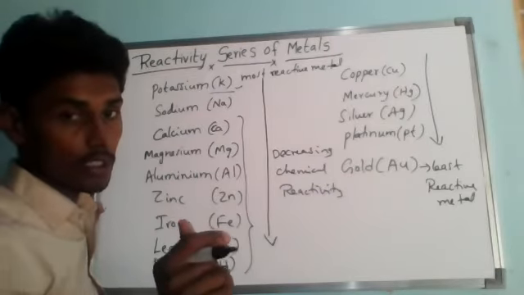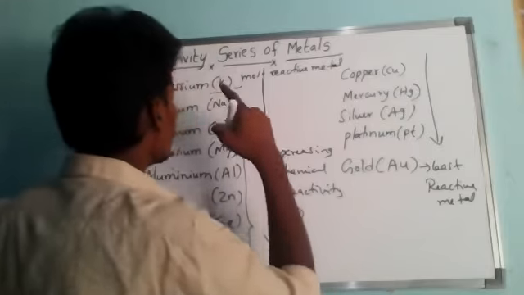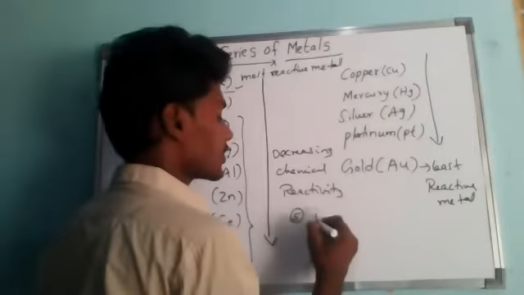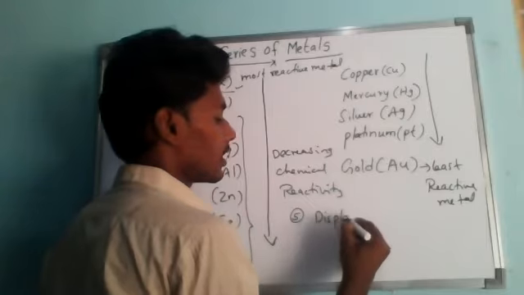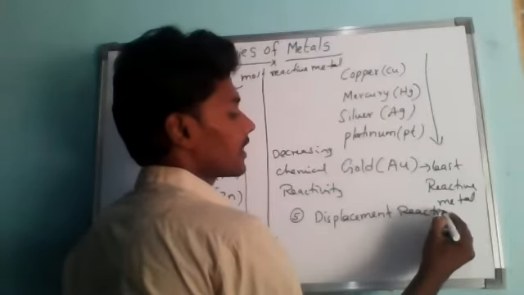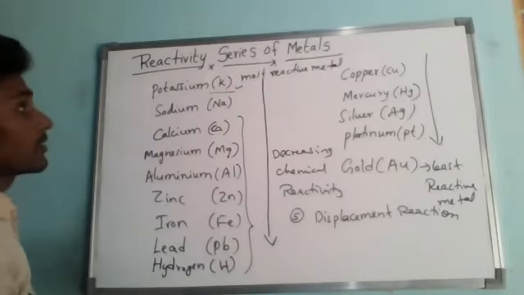I will teach you displacement reactions. The next type of chemical reactions we are going to study, the fifth one, since reaction with bases is over, is called displacement reaction. So there I will explain displacement reaction carefully. Later I will tell you. But you have to remember this metal activity series.